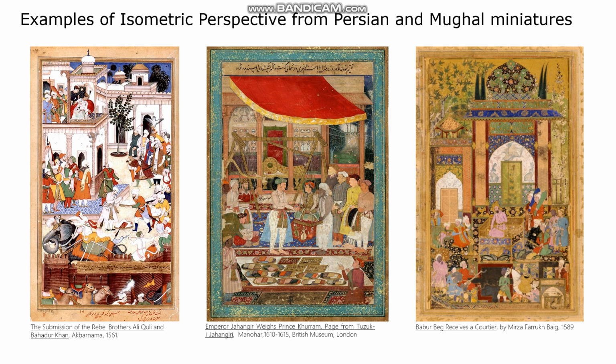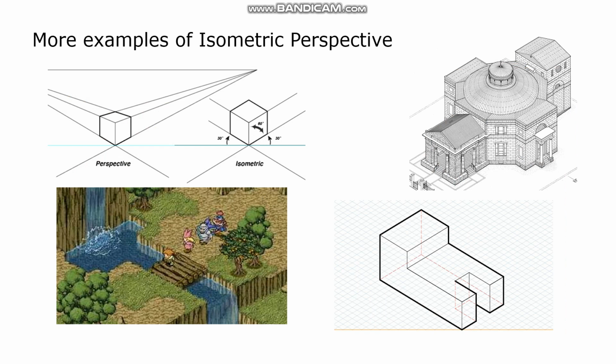I often tell my drawing students that they should think about isometric perspective as being loyal to the thing, versus linear perspective being loyal to the way we see the thing, because those two things are not really the same.